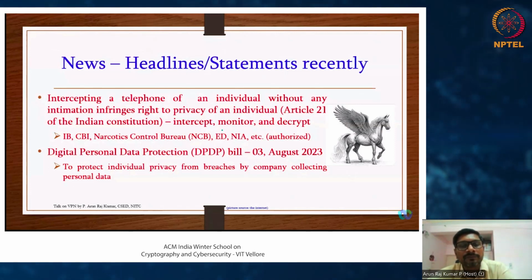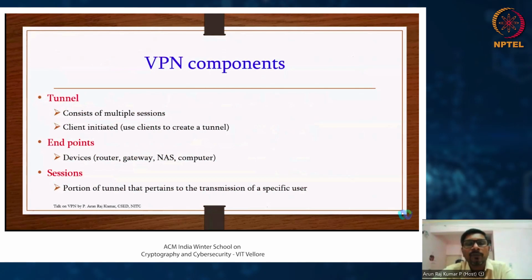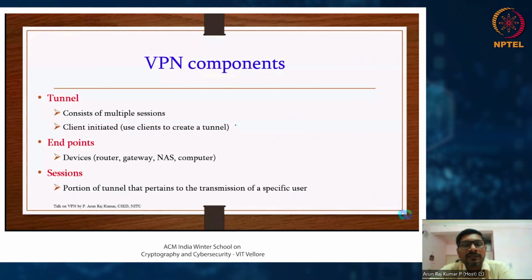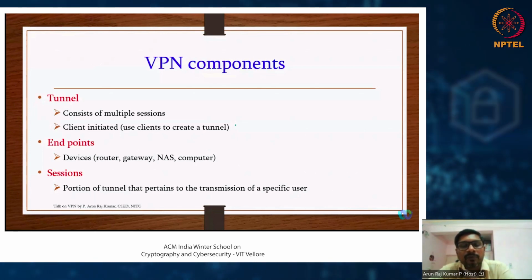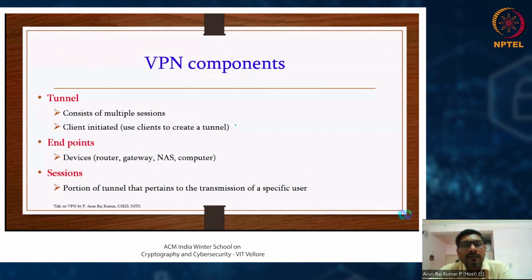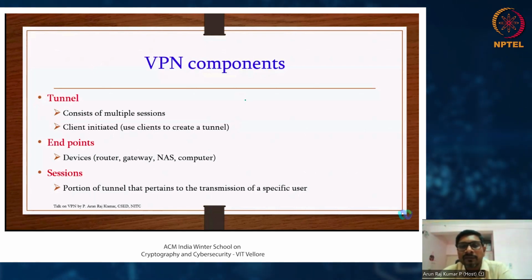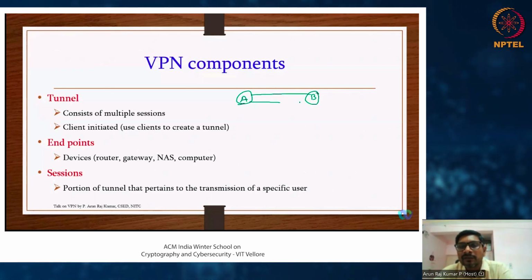Right? So what are the components of a VPN? We are saying a virtual private tunnel. It consists of multiple sessions, and each session is specific to one particular user. If you draw a tunnel, for example, this is my A and this is my B, and I'm creating a tunnel here. Inside the tunnel, there could be multiple sessions.